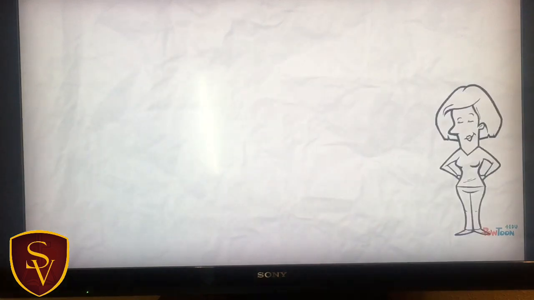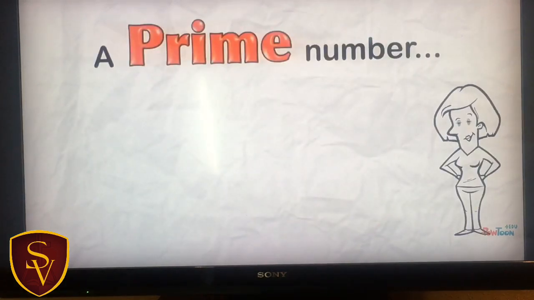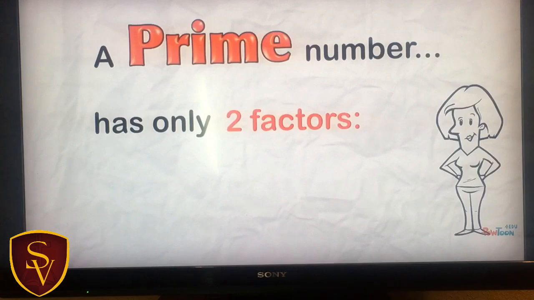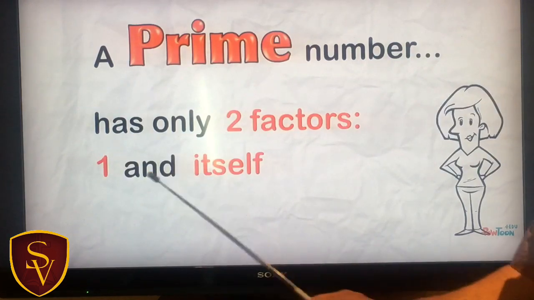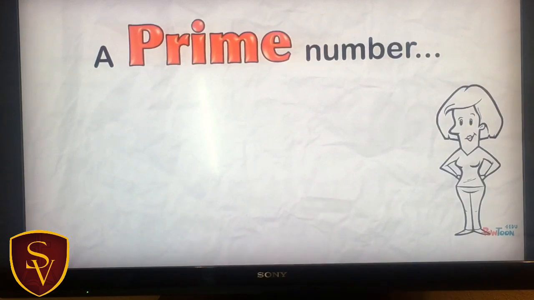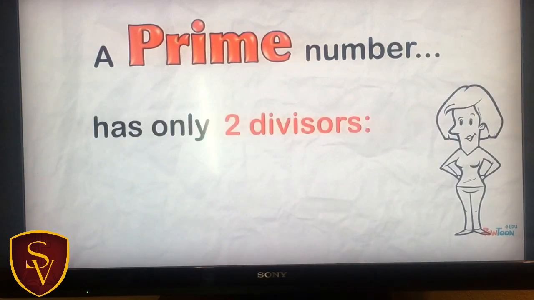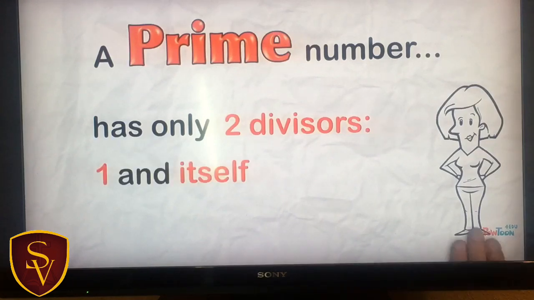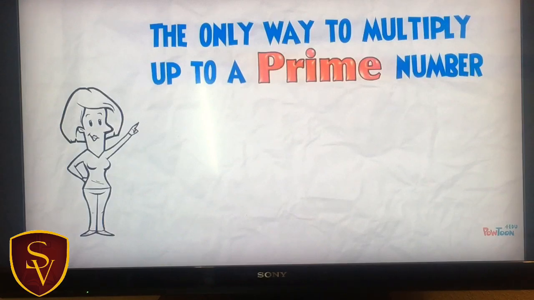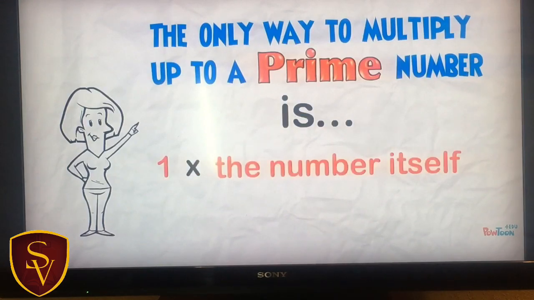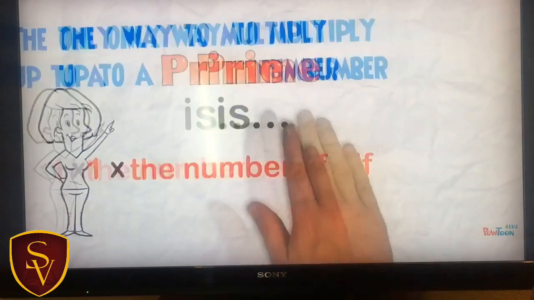So what's a prime number? A prime number is a number that has only two factors, 1 and itself. That means that the number has only two divisors, 1 and itself. Example, the only way to multiply up to a prime number is 1 times the number itself.